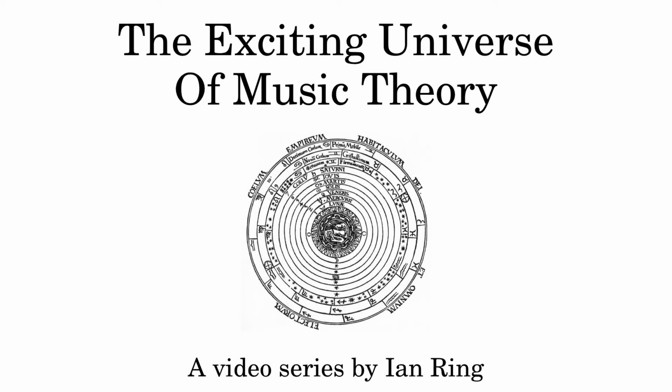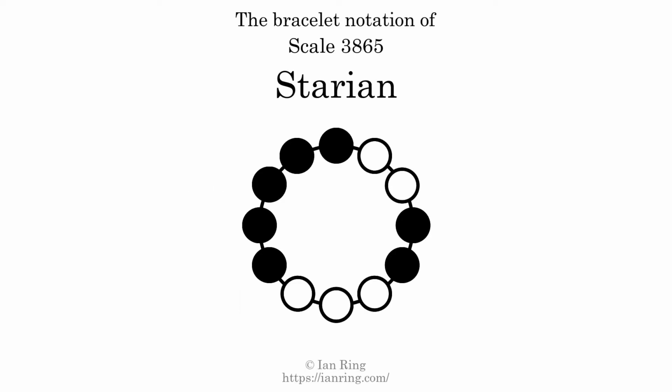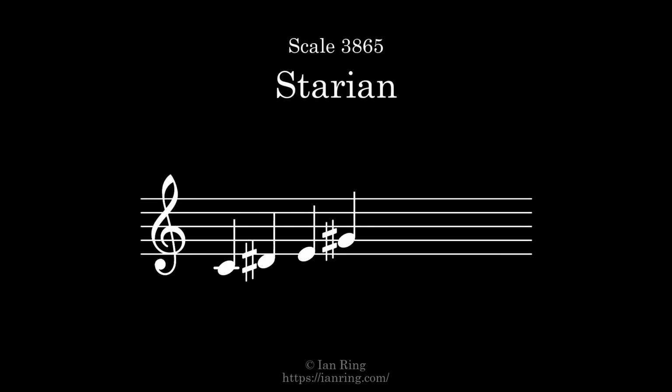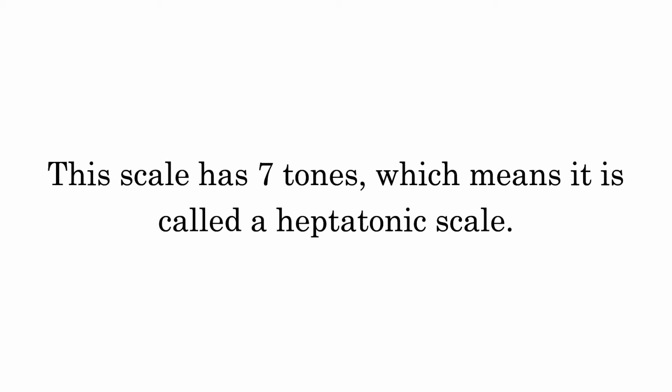Welcome to the exciting universe of music theory. Are you ready to learn? Then let's begin. Today we will talk about Scale 3865, Starian, which sounds like this. This scale has 7 tones, which means it is called a heptatonic scale.